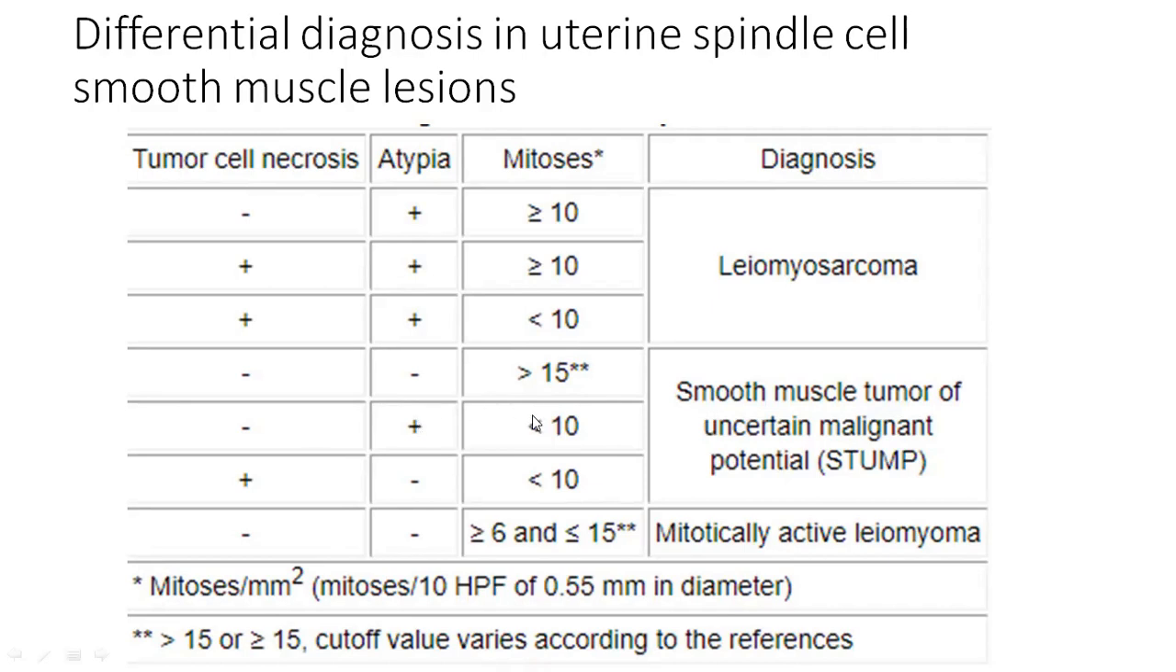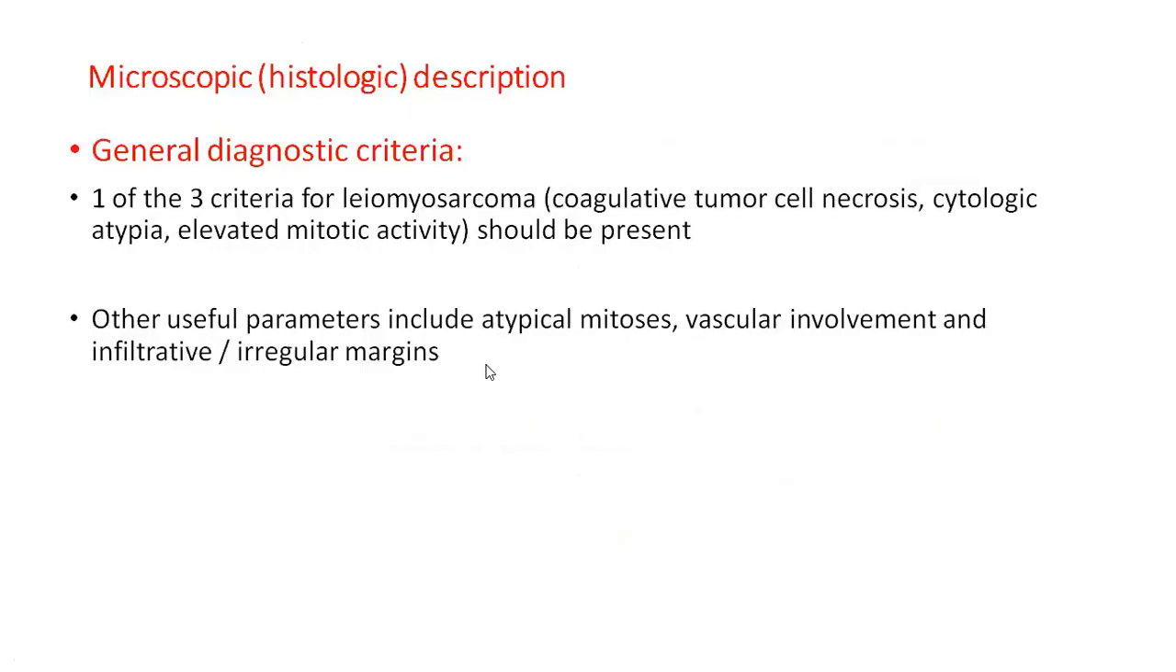Out of these three morphological features, if only one feature is present, then we can label it as a STUMP. And if two or three features are present, then most likely we are dealing with leiomyosarcoma, which has a poor prognosis as well. We will discuss these features and see how histologically we can see these types of features.